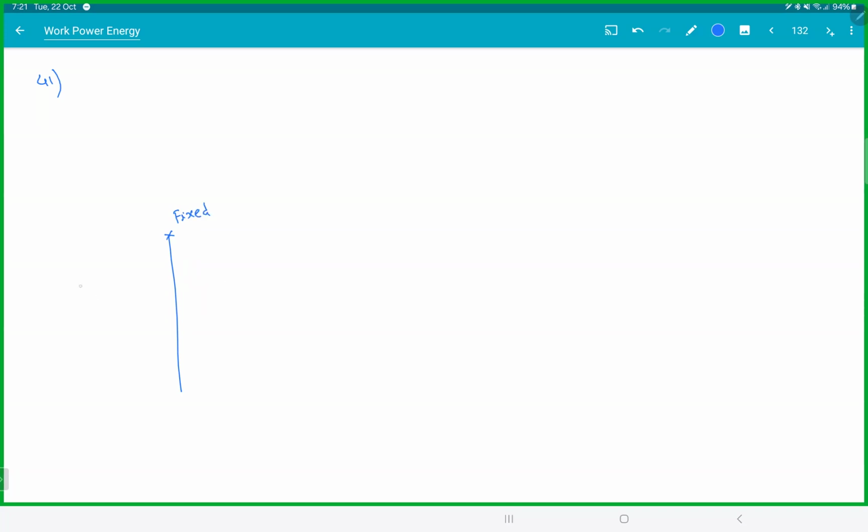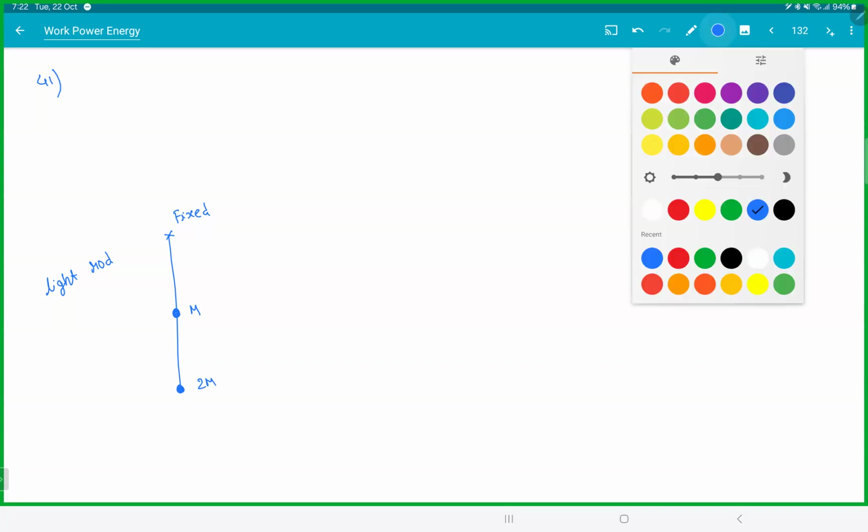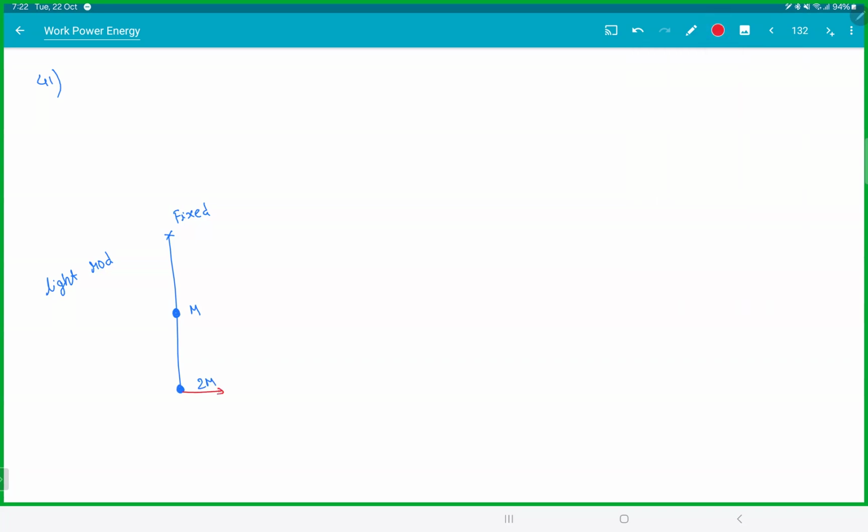This is fixed. This is a light rod. Here we have mass m. Here we have mass 2m. So you kicked this rod with V. And then what happened? This whole rod started going in a circle like this. Be careful, they'll go in different circles.